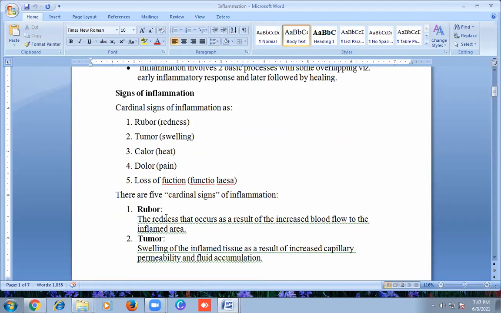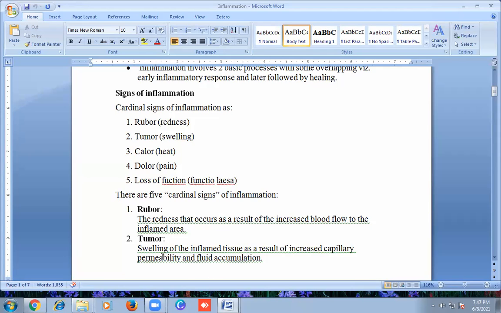Rubor means what? The redness that occurs as a result of increased blood flow to the inflamed area. Due to that causative agent, the blood circulates fast, so that there is an increased blood flow to the inflamed area. So that's why there is redness. That area will look red.